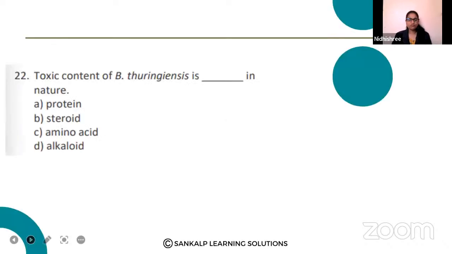Toxic content of Bacillus thuringiensis is dash in nature: protein in nature, steroid in nature, amino acid in nature, alkaloid in nature. Some answered option D, alkaloid, and some option A, protein. Fine. Think over it.